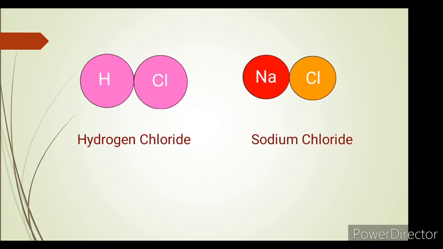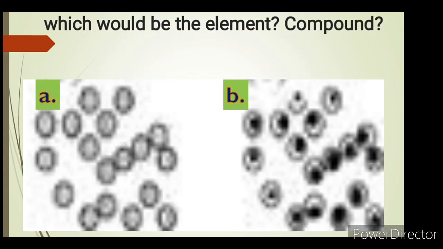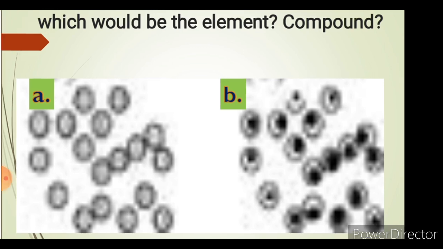Next, let's find out if you are already familiar with them. So, which do you think is the element and which would be the compound? Is it A or B? So, obviously, letter A is the element and letter B is the compound.